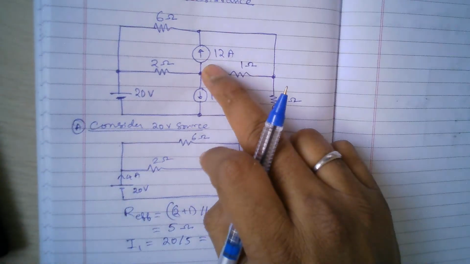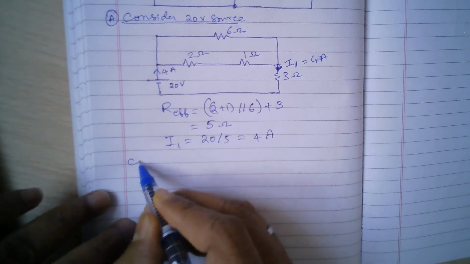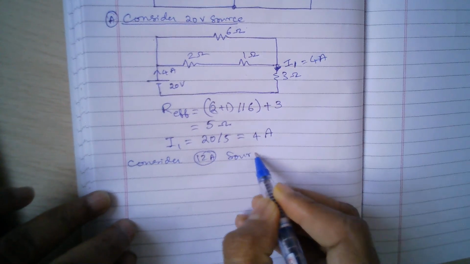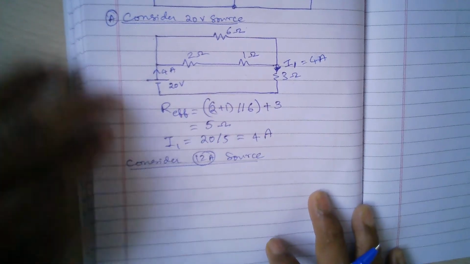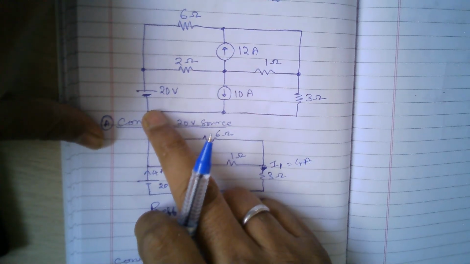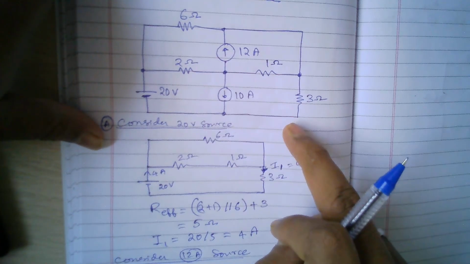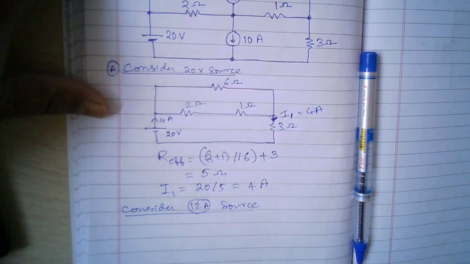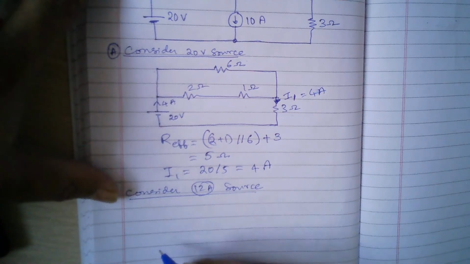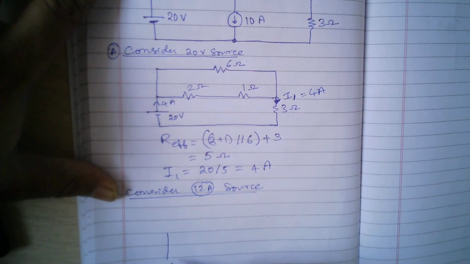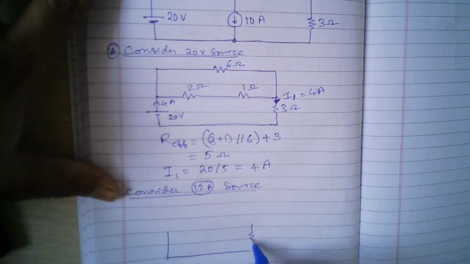Now let's take the 12 ampere source. Okay, so let's take the 12 ampere source. Consider the 12 ampere source. So now this 10 ampere source will be open circuited and the voltage source will be short circuited. So then if you see, this 3 will be down here. Yeah. So let me draw the circuit and see what happens. So this part is short circuited. Then I have a 3 ohm resistance here.